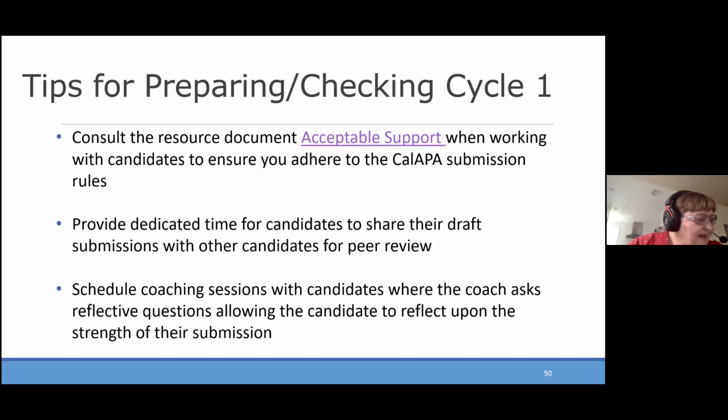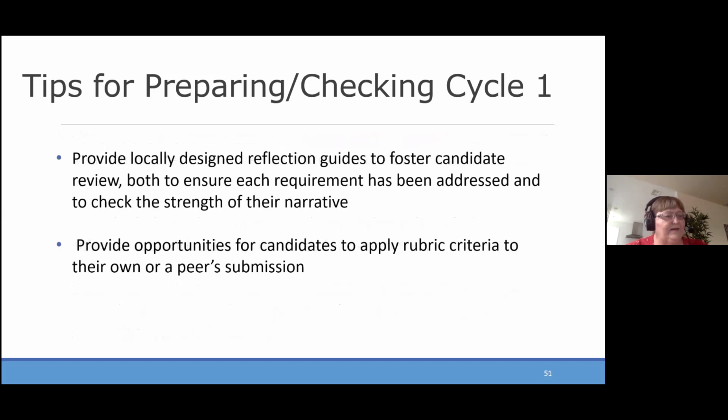Moving on to the next slide, you might provide locally designed reflection guides. We have them out there. Several were shared at our implementation conference. So if you ask around with other program directors, they will probably be able to point you in a direction if you don't want to do your own. But this will help the candidates to look at making sure everything has been addressed. Can they mark the check boxes? Lori, can you go to the next slide? And to check the strength of their own narrative.